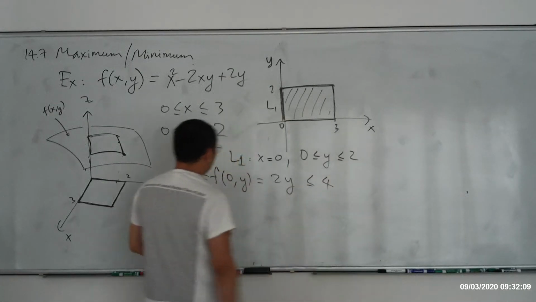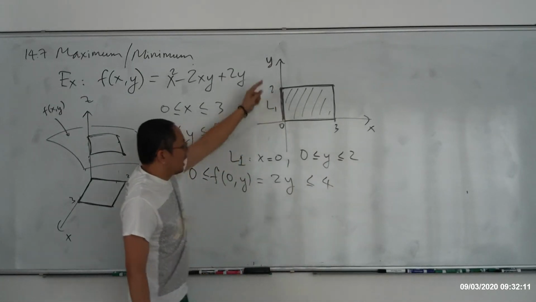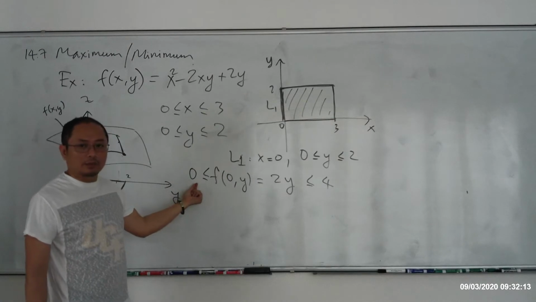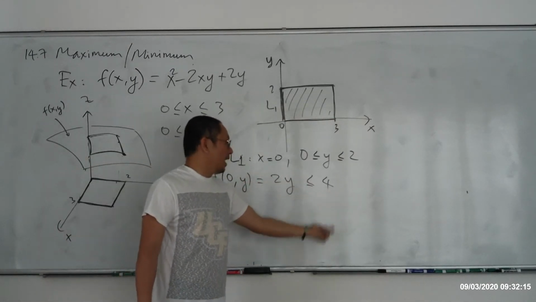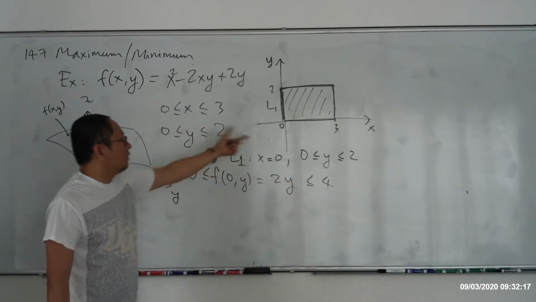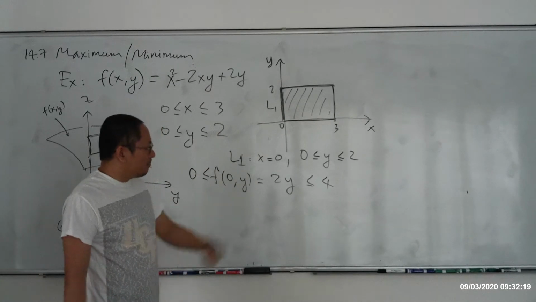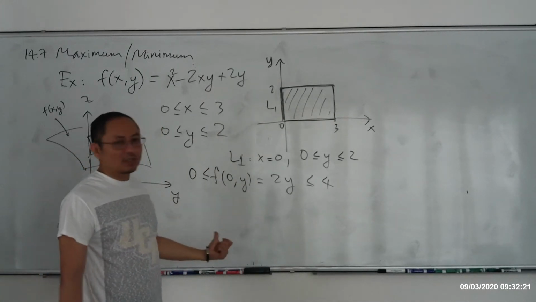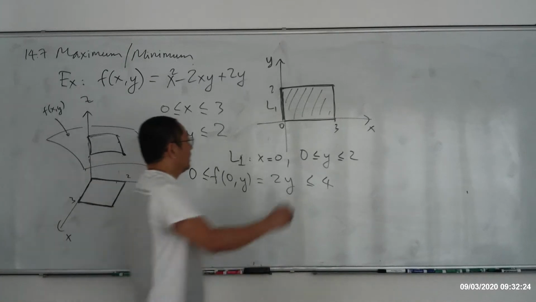is 4. So you see on the first line right here, on line 1, the smallest value is 0 and the maximum value is 4. Okay? And you do the same for the other 3 lines, and you find the max of all the max and the min of all the min. It's going to be the absolute max and absolute min.